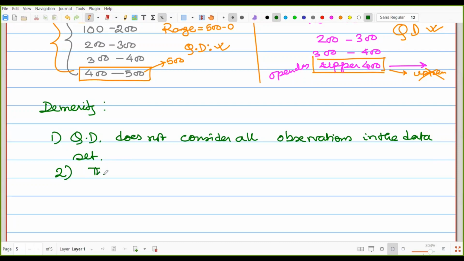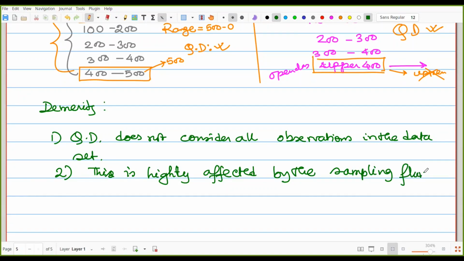Number two, this is highly affected by the sampling fluctuations. What is the meaning of sampling fluctuations? Like we have some data: 1, 2, 3, 10, 29, 5, 7, 9, 39, 75, 4. So some data are fluctuating.